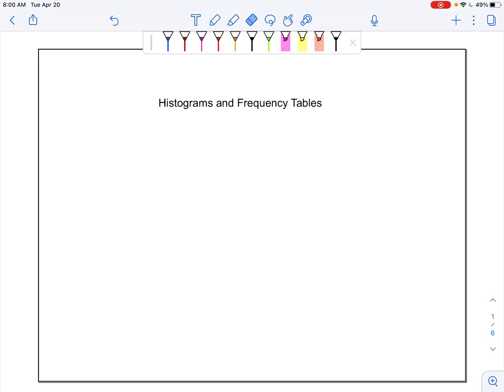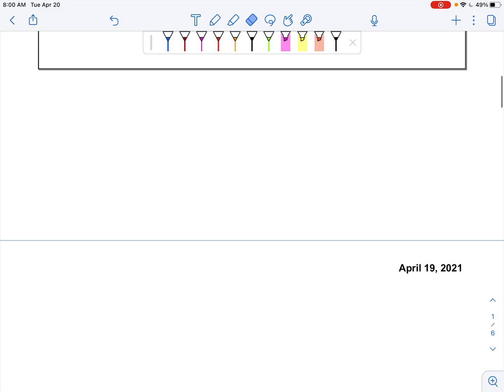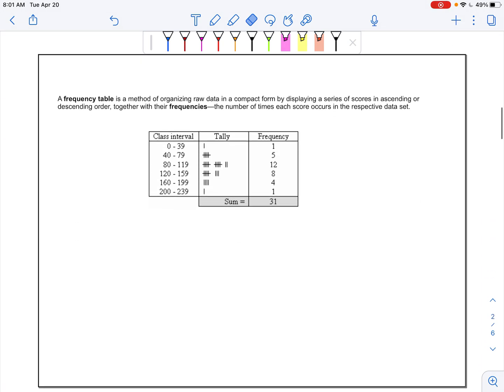We're going to be looking at histograms and frequency tables. Frequency tables can also be called tally charts. So let's look at a frequency table first. A frequency table is really just a method of organizing your raw data into a compact form. So it's looking at how many times a piece of data shows up between or inside the interval.